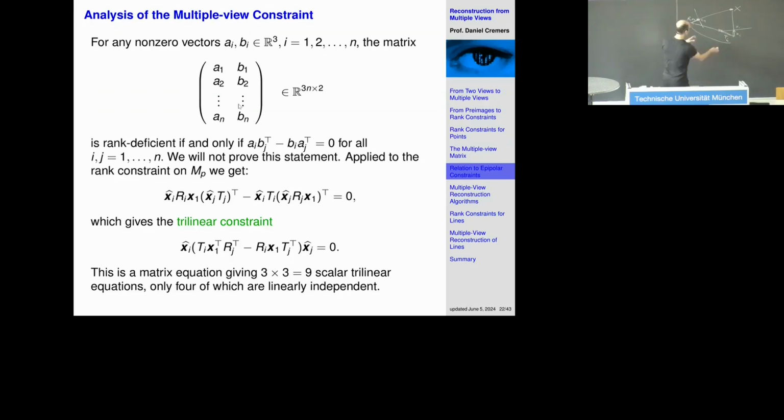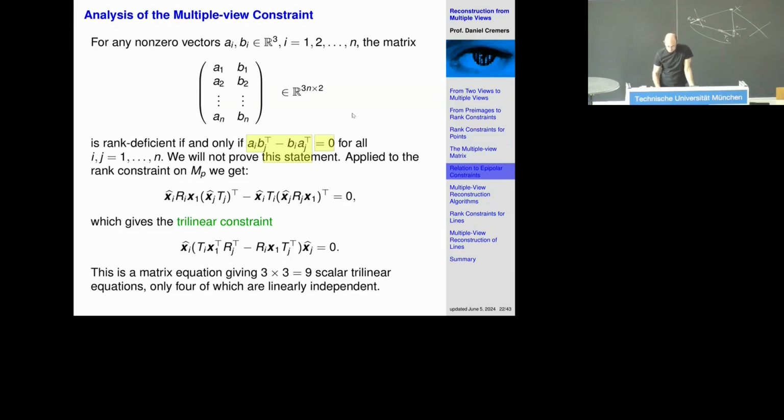So, we have this image I, and we have lots of images. In principle, we have epipolar constraints always between the first image and the second, the first image and the third, the first image and the fourth, etc. But we'll show now that there is more information captured in these multi-view constraints. In fact, what you can show is that this matrix with two column vectors of this form is rank deficient if and only if these expressions are 0: AI bj transpose minus bi aj transpose is 0 for all pairs of I and j.